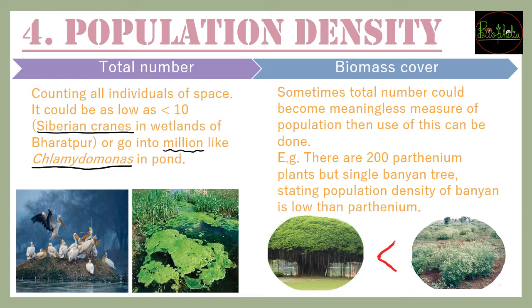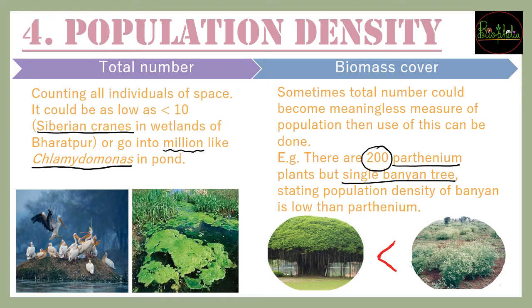You can go for a second method that is called biomass cover. So biomass cover yani exactly how much of the population can be grown in that particular area. Consider the case of Parthenium grass. In a limited area, हो सकता है कि वहाँ पे 200 Parthenium plants grow हो जाए, but in that area only a single banyan tree will grow.